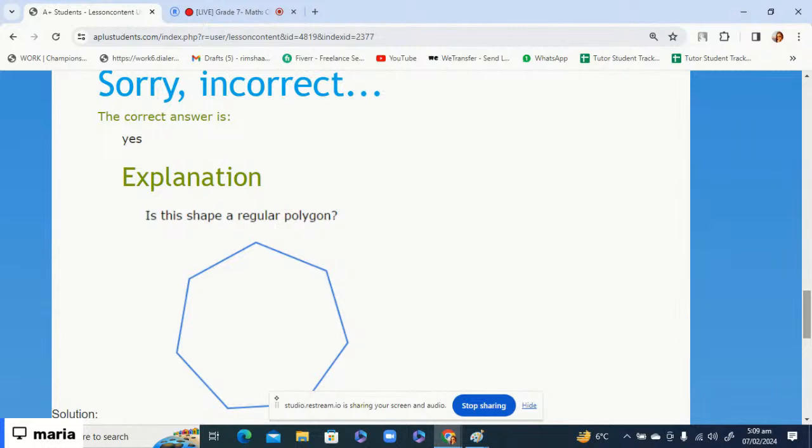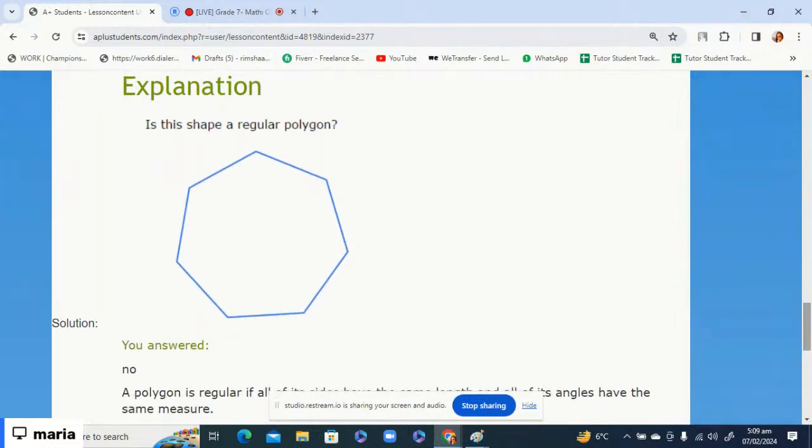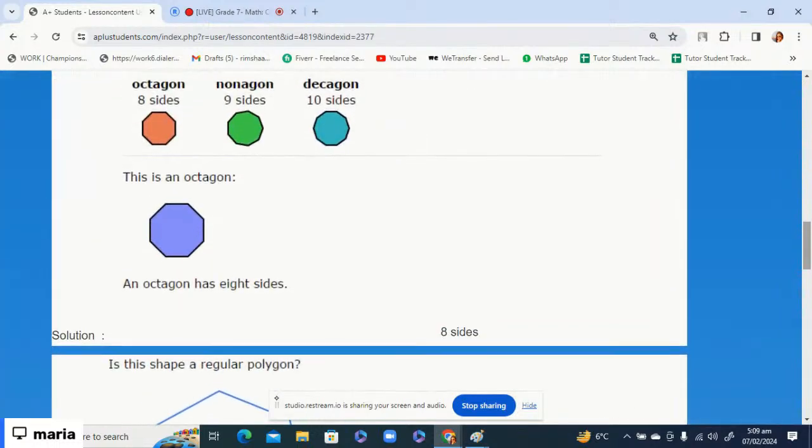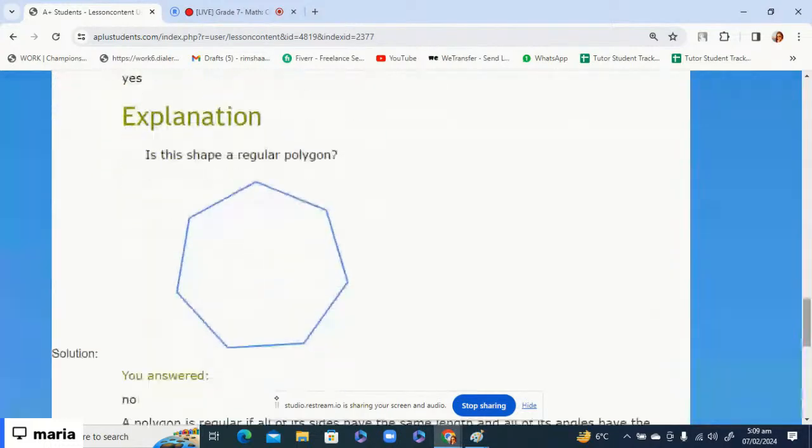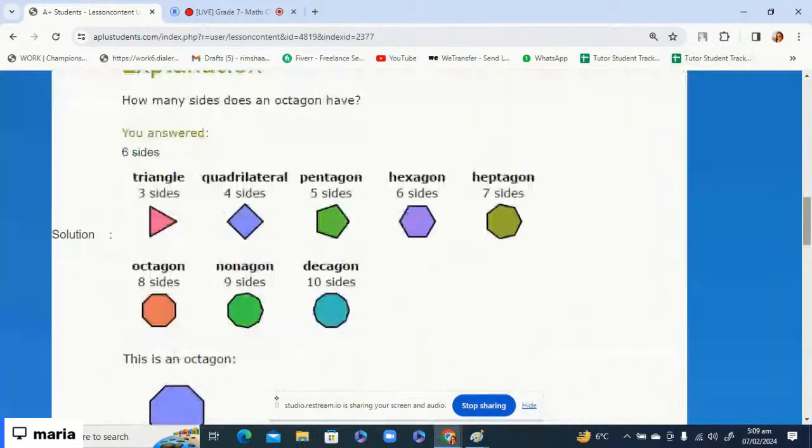And which shape is this? First you count the sides of that shape. 1, 2, 3, 4, 5, 6, 7. So this has 7 sides. So we can say that if it has 7 sides, that is a heptagon. Okay, so that is the shape of a heptagon polygon. Now let's move next.